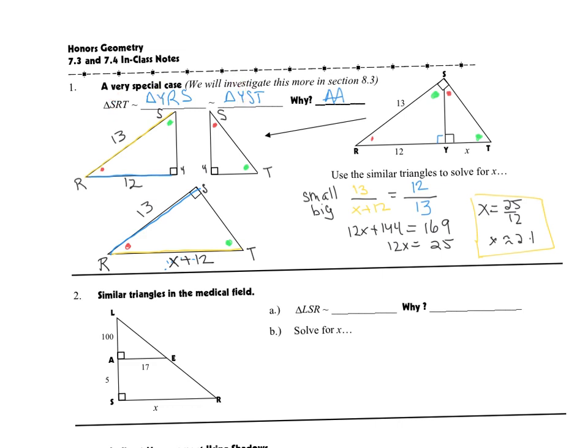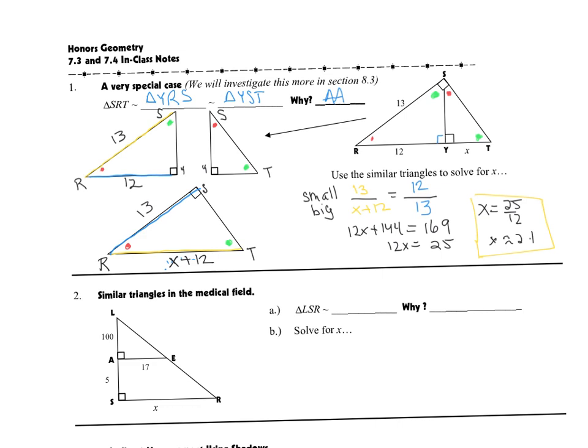Okay. If we look at our other angles, we have the angle R here, and angle R here, and angle R here. So those are marked off in red. And then the angle T here, and the other angle T here, and the other angle T here.